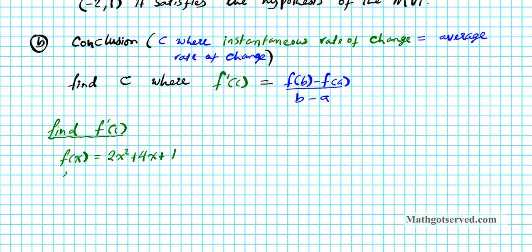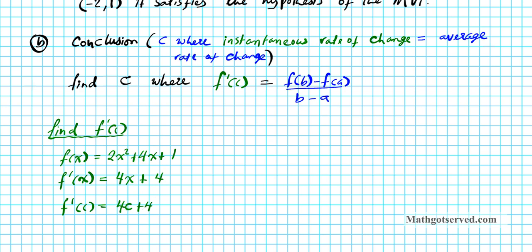Okay, so let's differentiate this function. f prime of x is equal to, using the rules of differentiation, 4x plus 4. So this is f prime of x. Then what will f prime of c be? f prime of c will simply be evaluating this function at x equals c, so we just substitute c into the x. So we have 4c plus 4. Now this is the left side of the equation and the conclusion of the mean value theorem.